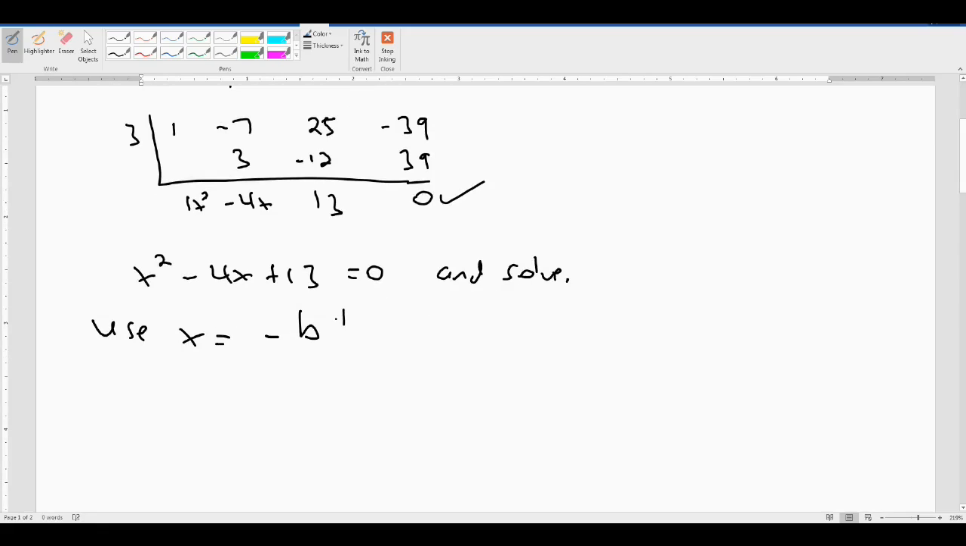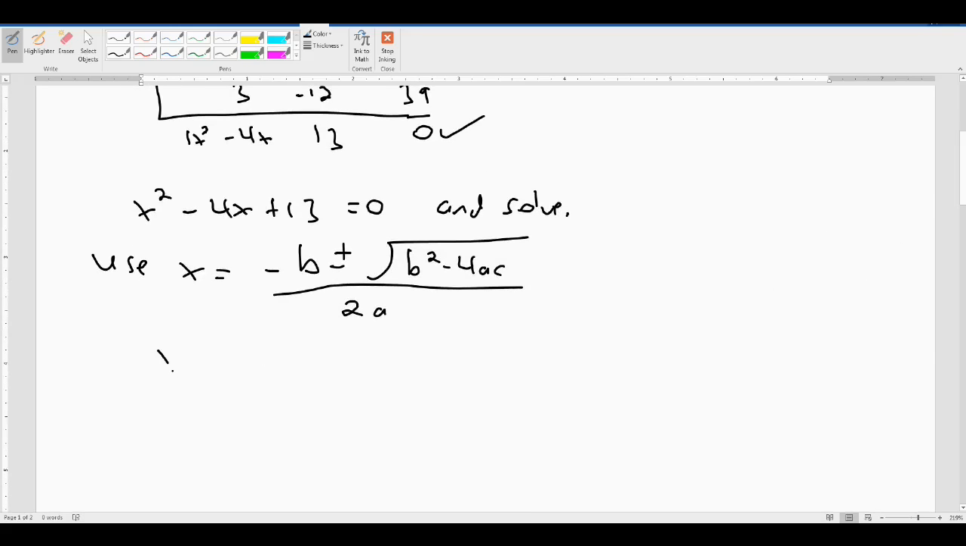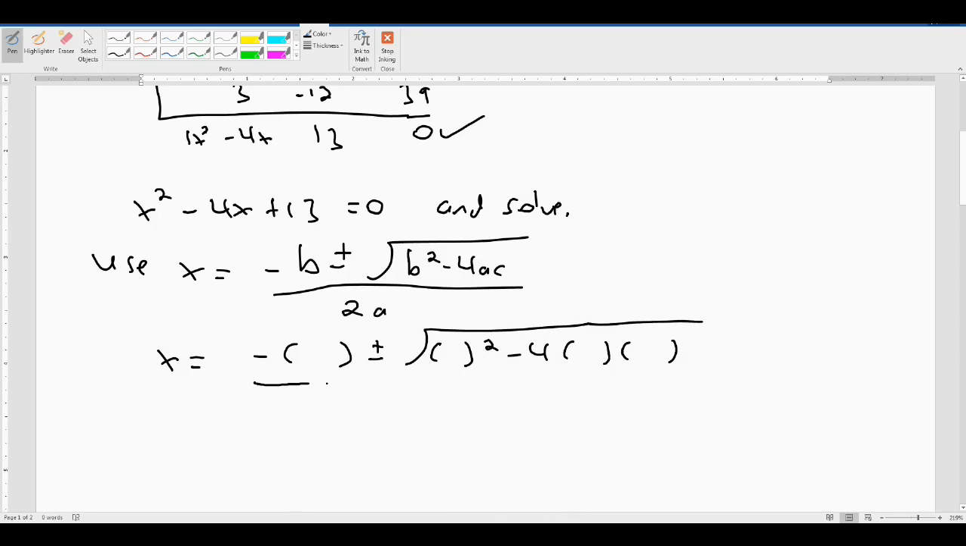Which is negative b plus or minus the square root of b squared minus 4ac all over 2a. And then I like to rewrite it without the a, b, and c's. That's just the way I do things. You may not like it. I don't really care. But the reason why I do these things, it does make life easier.